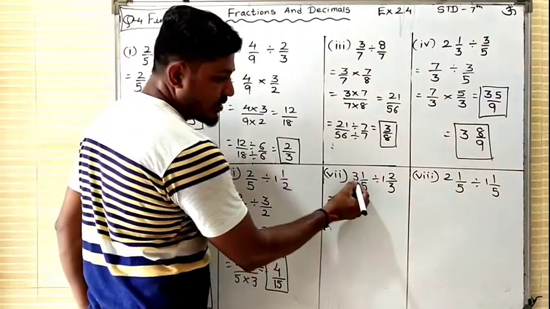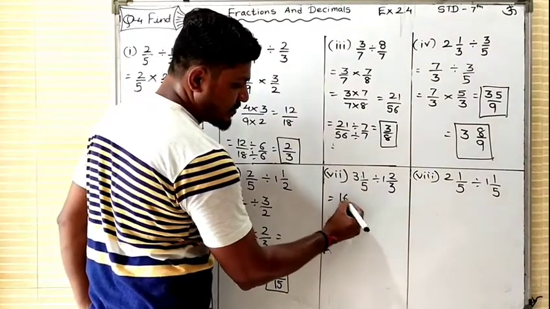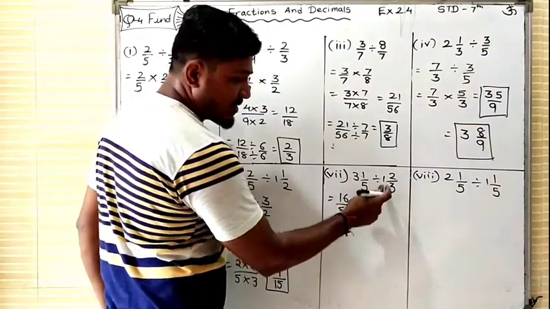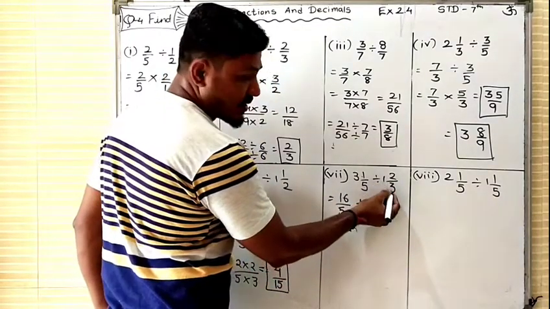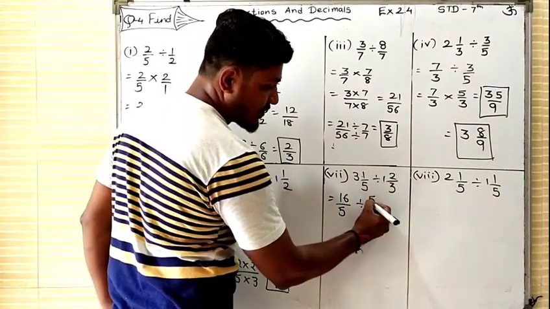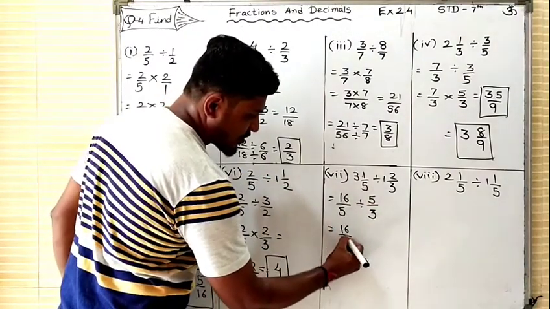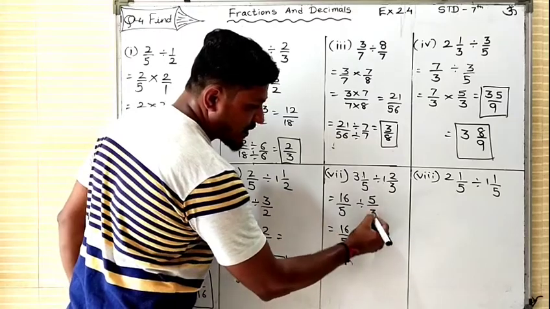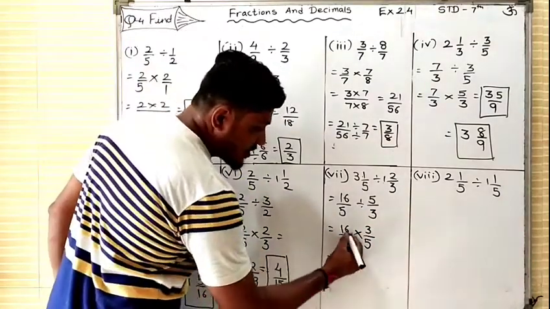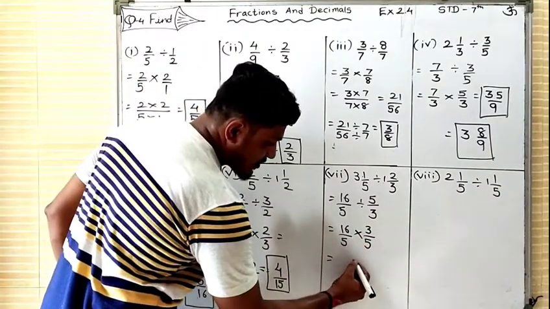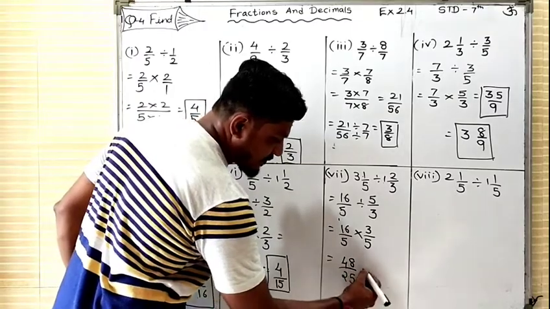Then here 3 integer 1 by 5. First you convert this value. 3 5s are 15 plus 1, 16 by 5. As it is, you have to convert this value. 2 3 is 6 plus 1. 2 3 is 6. 3 1s are 3 plus 2, 5 by 3. Then in next step convert this division to multiple. While converting, 5 by 3 will become 3 by 5. Then 16 3s are 48 and 5 5s are 25.